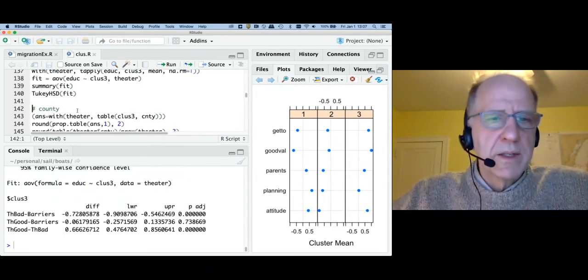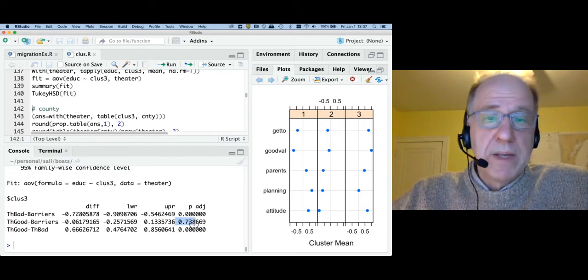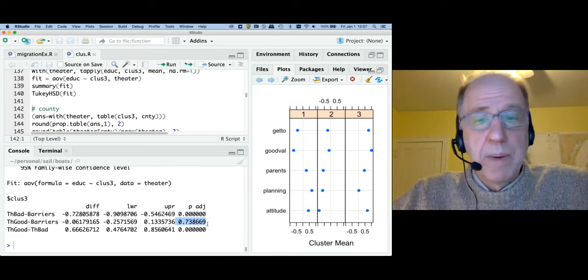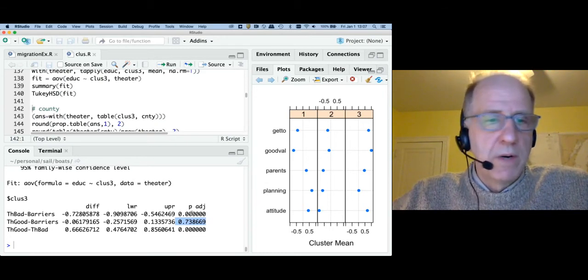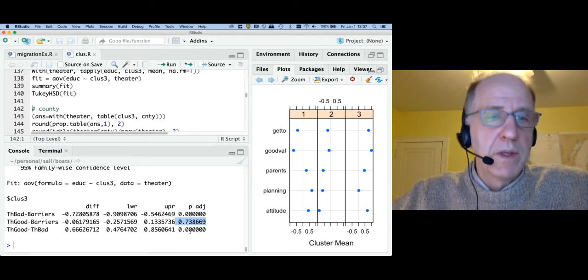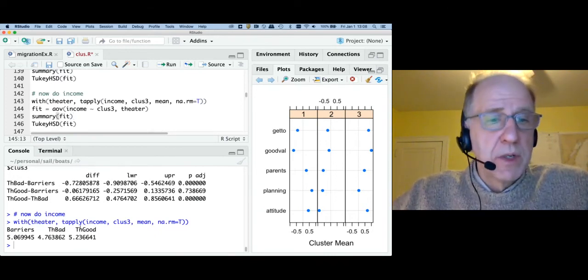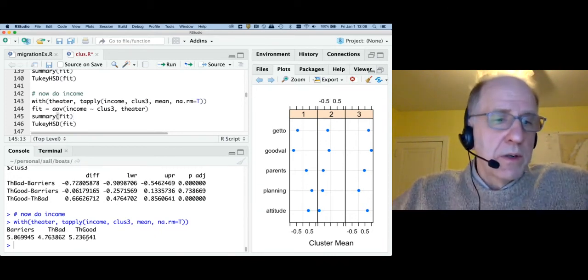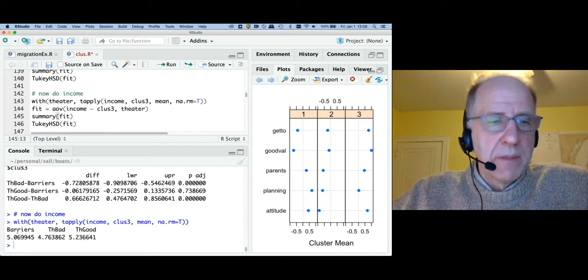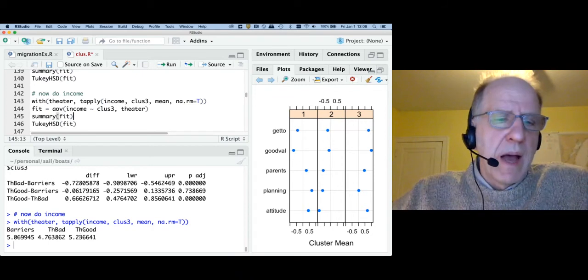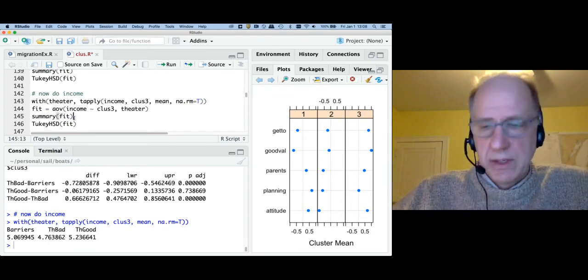If we go look at the Tukey function, we can see what we basically saw from our descriptive statistics. Good and barriers are about the same, but both of those clusters are very different from the theater bad group. If we look at income, we see a pretty similar story. Theater good may have a little bit more income than the barrier group. Theater bad tends to have lower income. I'm not sure this one's going to be as interesting though.